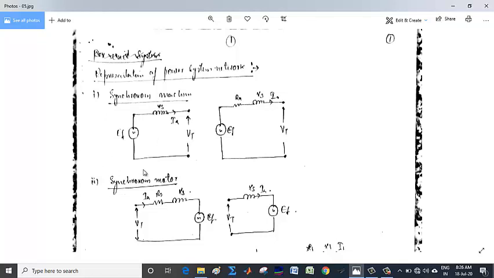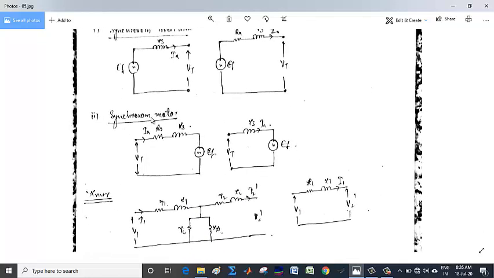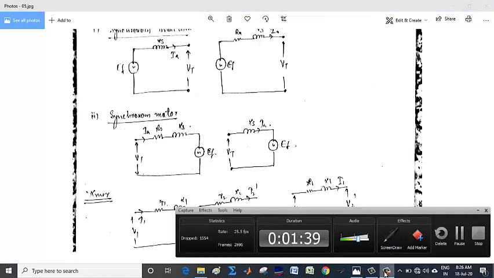Similarly, the synchronous motor is again the same machine. The only thing is that the direction of the current is reversed. In this case, we have the synchronous impedance. This is the excitation EMF. This is the terminal voltage. Current direction is like this, so that it takes the power from the system. And again, if RS is taken to be zero, it comes out to be only this circuit where we have only this synchronous reactance.